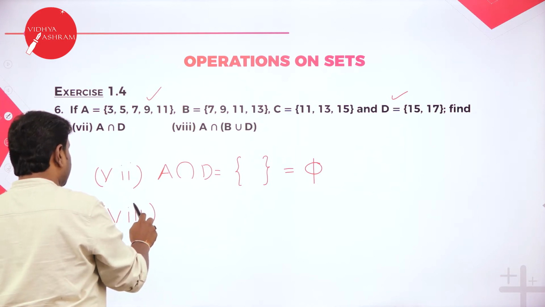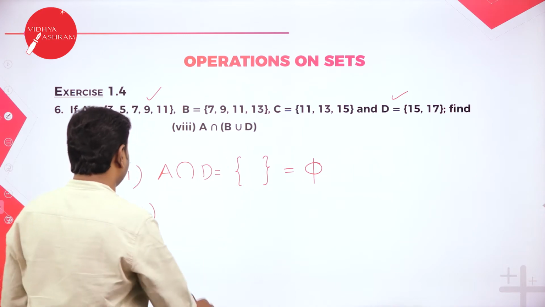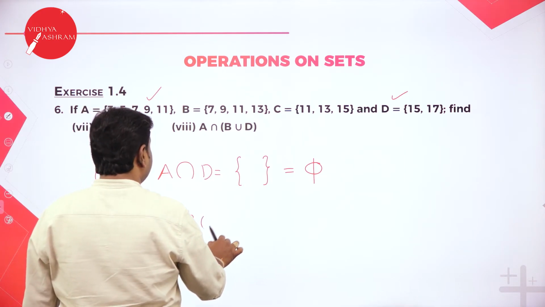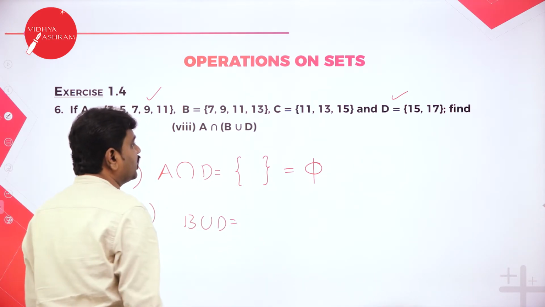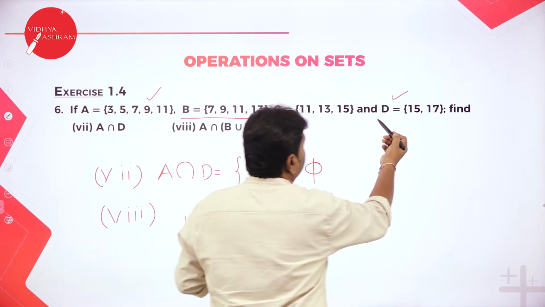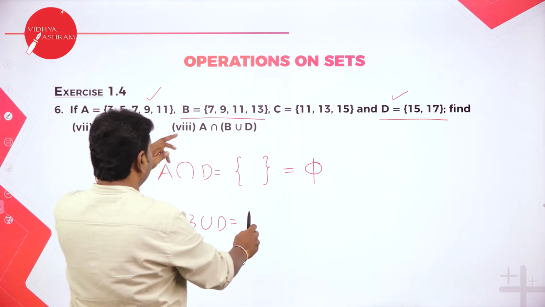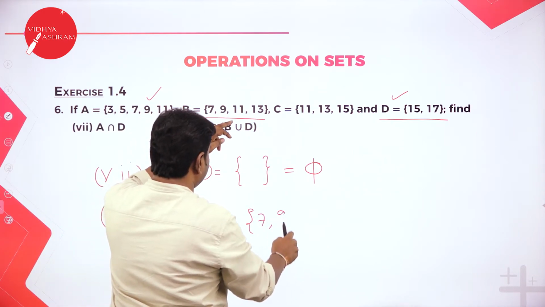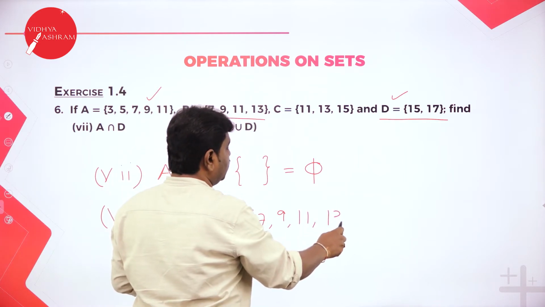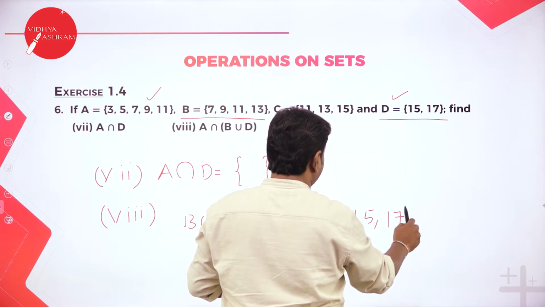And then we'll go to the eighth problem. They want you to find A intersection B union D. First I'll find B union D. B union D means write the elements of B and D. Here I have B, here I have D. I should combine both without repeating any elements. You know union. Union means what? 7, 9, 11, 13, 15, 17. This is B union D.